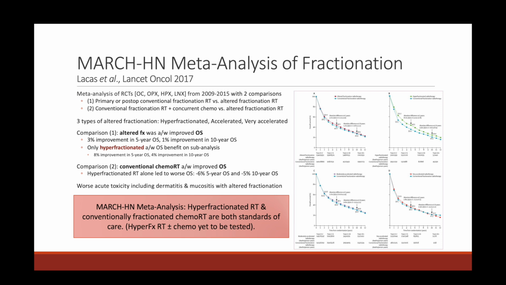The second comparison looked at conventional fractionation with concurrent chemotherapy versus altered fractionation. In this arm, what they found is that the chemoradiation arm with conventionally fractionated radiation was the winner, associated with about a 6% 5-year overall survival and a 5% 10-year overall survival benefit. So hyperfractionated radiation alone led to worse survival than conventionally fractionated radiation when given with concurrent chemotherapy.